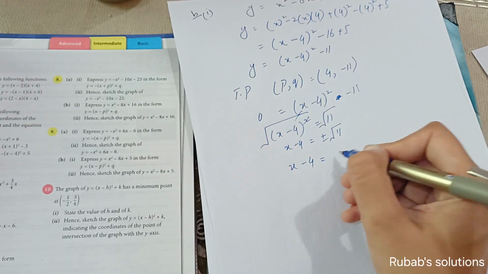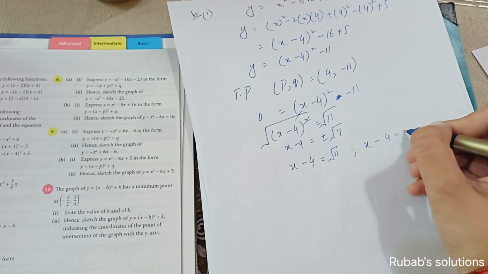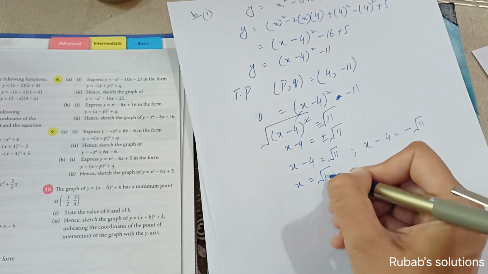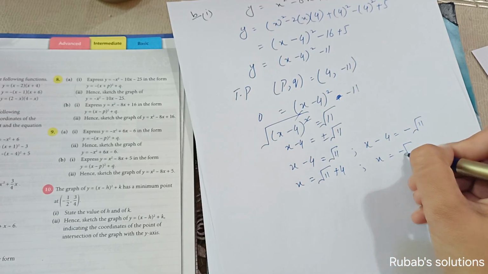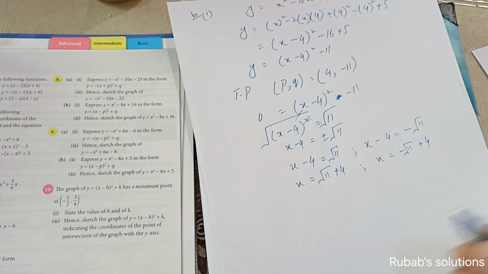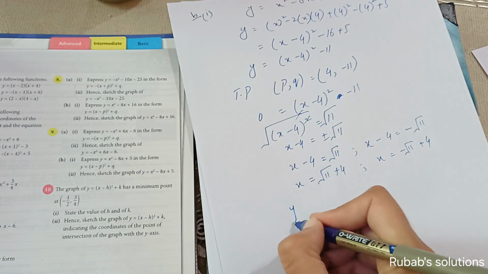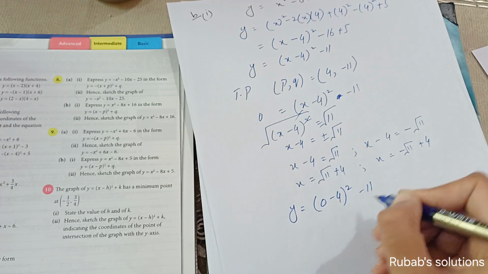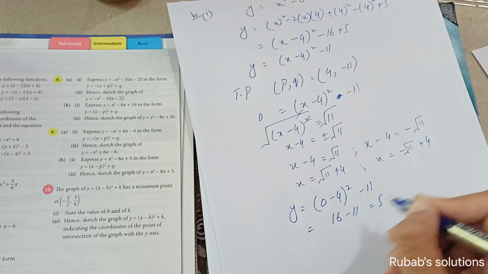x minus 4 is equal to plus square root of 11, and on the other side x minus 4 is equal to minus square root of 11. So x is equal to square root of 11 plus 4, and x is equal to minus square root of 11 plus 4. And for y-intercept, put x is equal to 0. So it will become (0 minus 4) whole square minus 11. It is 16 minus 11. So the answer is 5.